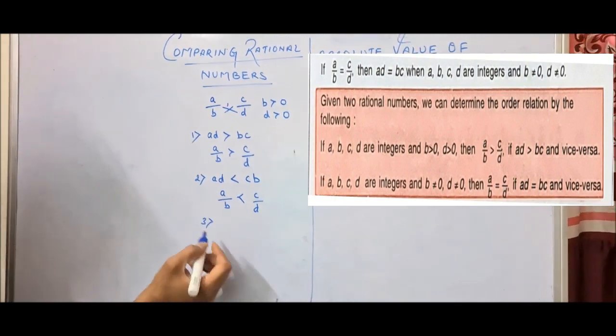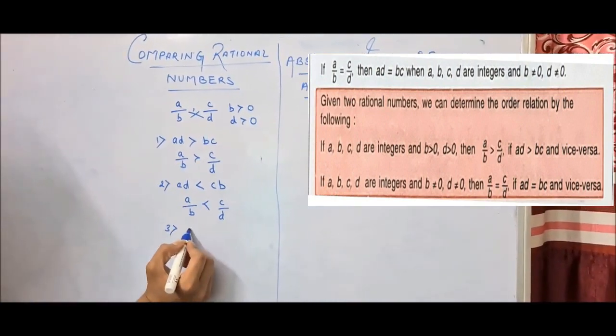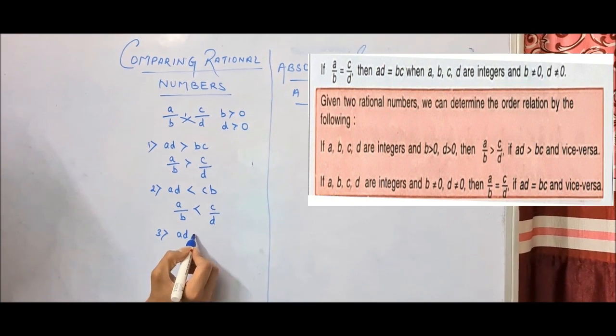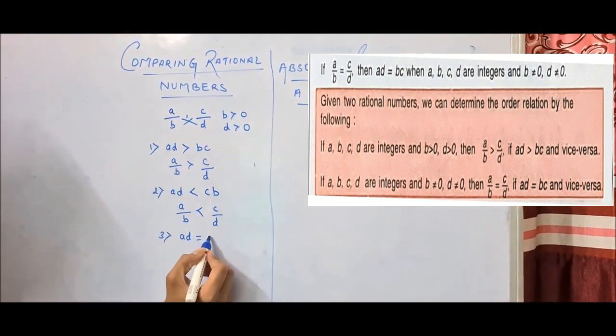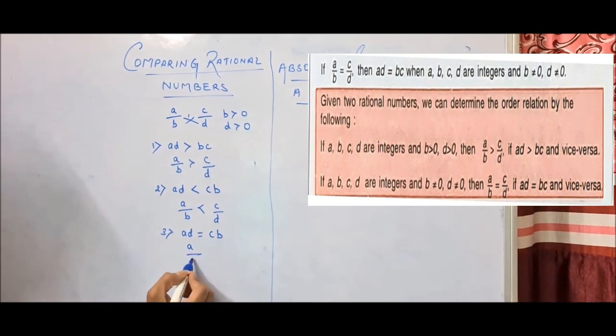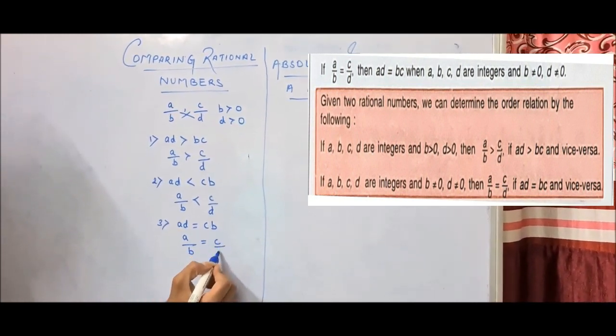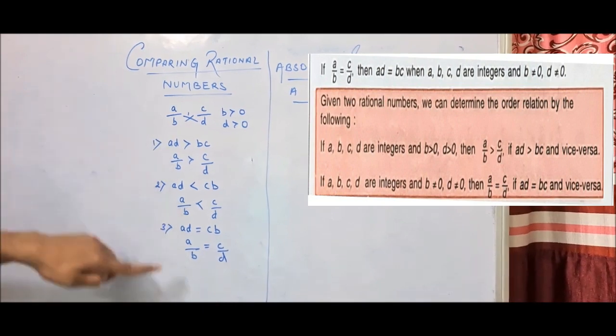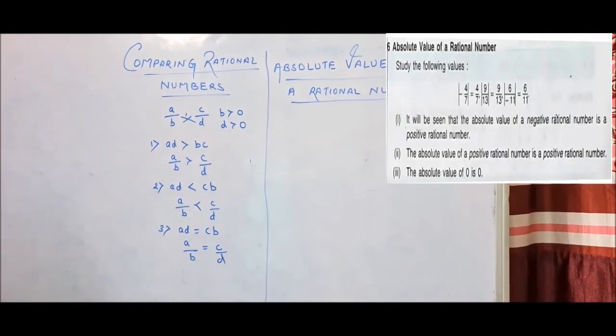Next point. Suppose the last possibility, if the cross multiplication of AD becomes equal to the cross multiplication of BC. So in this case what happens? a by b will become equal to c by d. So this is the easiest method to compare two rational numbers.